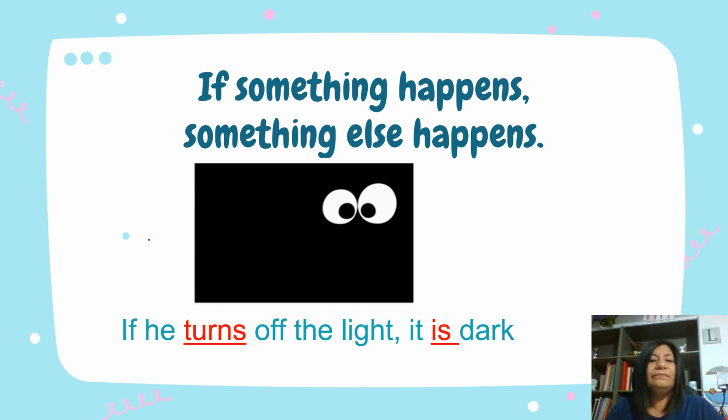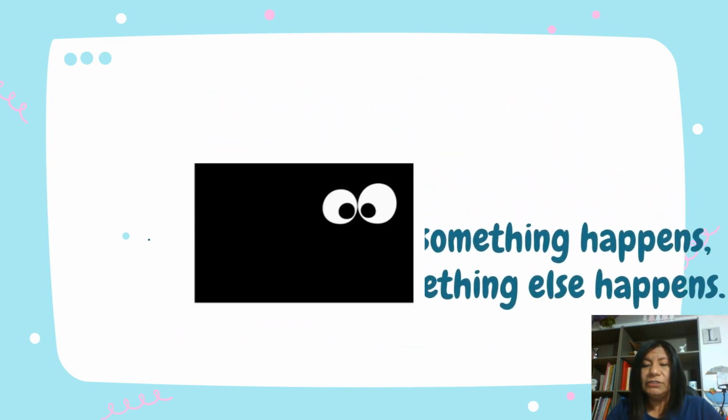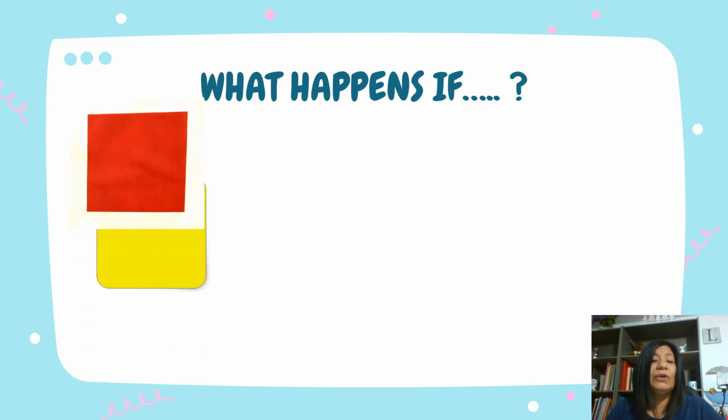Okay, that is one of the examples that we have. So let's continue looking at the others. What happens if? Look at this. We have two colors. We have the red color and the yellow color. What happens if we mix these colors?